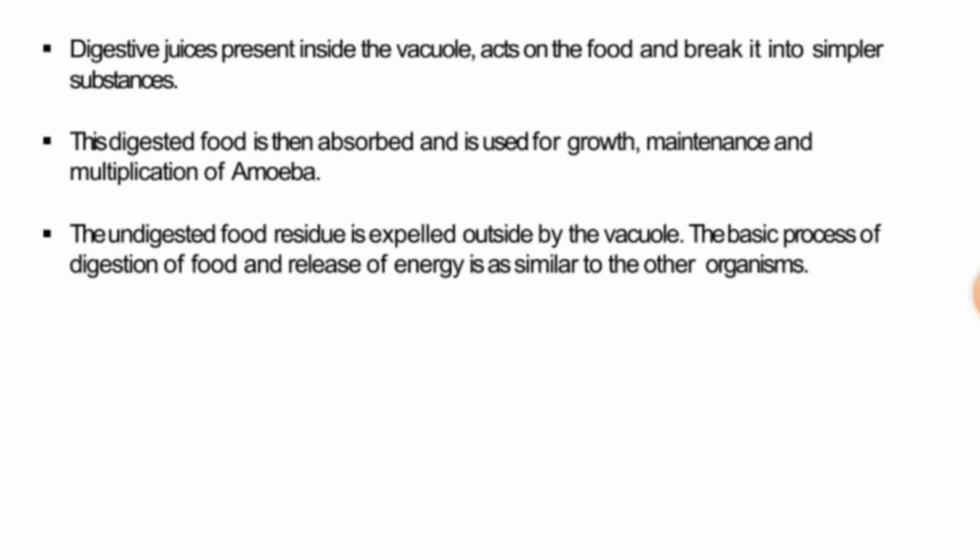The digestive juices present inside the vacuole act on the food and break it into simpler substances. This digested food is then absorbed and is used for growth, maintenance and multiplication of amoeba. The undigested food residue is expelled outside by the vacuole. The basic process of digestion of food and release of energy is similar to other organisms, but amoeba is unicellular, while we are multicellular organisms.